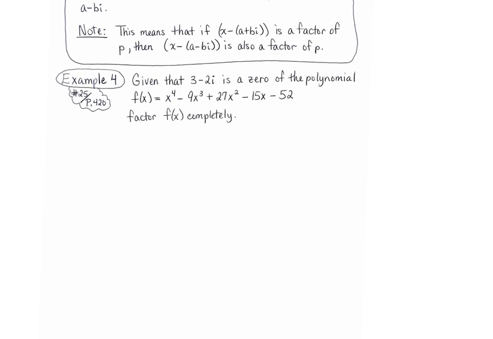4. Why? Because the highest degree is 4. So this should have 4 factors, and you can say 4 linear factors, because here we know that the degree is 4. Okay?